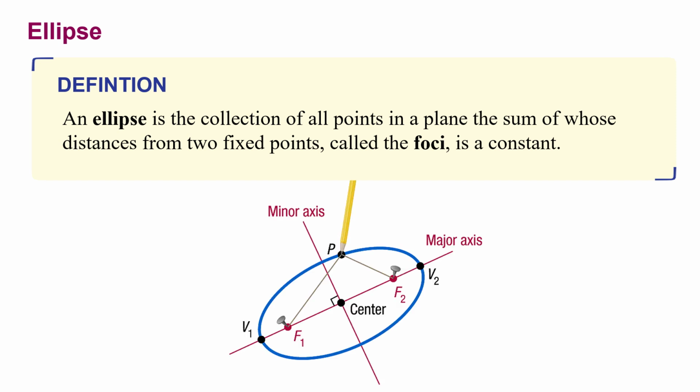Now, the definition contains within it a physical way for drawing an ellipse. I'd take a piece of string. The length of the string is the constant referred to in the definition. Then take two thumbtacks that represent the foci and stick them into a piece of cardboard so that the distance between them is less than the length of the string. Now attach the ends of the string to the thumbtacks. The string is not taut since the distance between the thumbtacks is shorter.